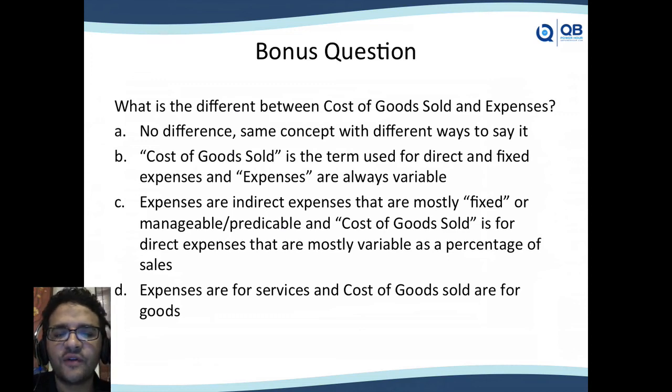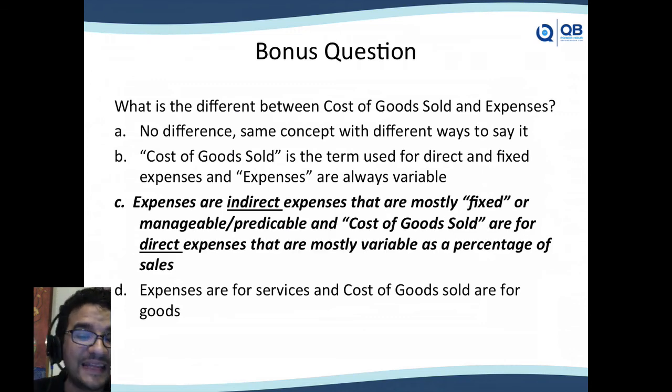And cost of goods sold is for direct expenses that are mostly variable as a percentage of sales. And I did mention that cost of goods sold is supposed to move up and down as a proportion of sales. So C is looking great. D says expenses are for services, cost of goods sold are for goods. Well, that could make sense, but obviously it's not the right answer. The right answer is C. Expenses are indirect. That's a key component, indirect, and cost of goods sold are direct.